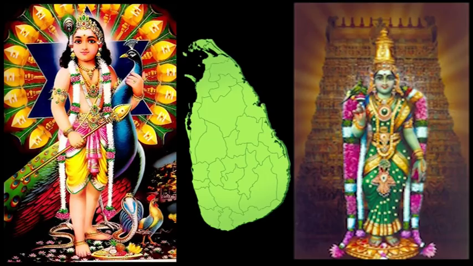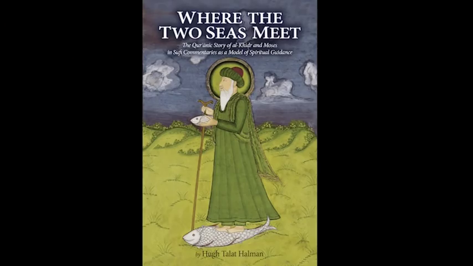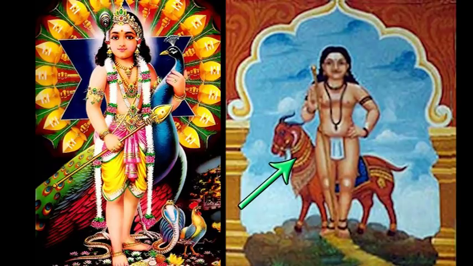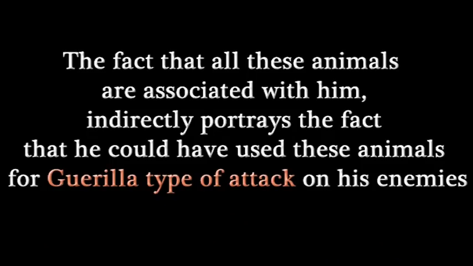The goddess Meenakshi, representing both agriculture and fishing, seems to have originated in Lanka in his times itself. That is why Murugan is also associated with the fish, as also seen from Islamic Al-Qidr. As Murugan is a war god, he is associated with the peacock, cock, and goat, all being fighter animals. If these animals just symbolized that he was a war god, any one of them would have been sufficient. The fact that all these animals are associated with him indirectly portrays that he could have used these animals for guerrilla type of attack on his enemies.